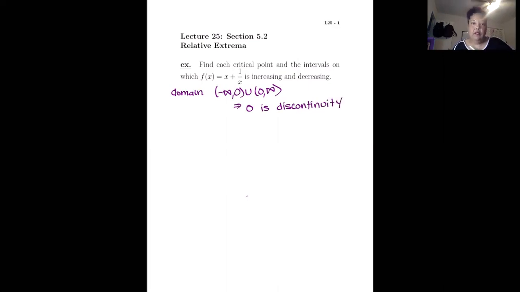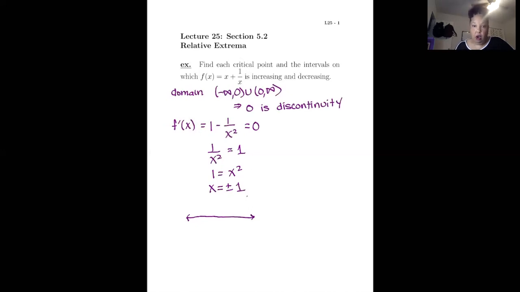All right, to find the critical points and to find where it's increasing or decreasing, I need the derivative. So f prime of x is 1 minus 1 over x squared. To find the critical points, I set this equal to 0, and I get 1 over x squared equals 1. Multiply both sides by x squared. I get 1 equals x squared, and x equals plus or minus 1. Also notice that the derivative is undefined at 0, but it is not a critical point because it's not in the domain.